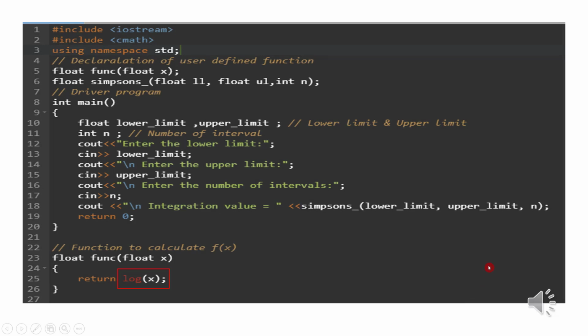Let's have a look at another example. Here, the function to be integrated is log x. The program procedure is the same as that of the previous one. Here, the only difference is in the function part. That is, the function to be integrated here is log x. The program execution begins with the header files and all the procedures mentioned in the previous one are carried out, and the output is printed as follows.